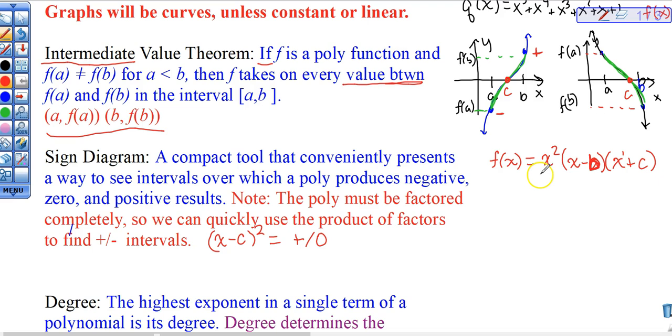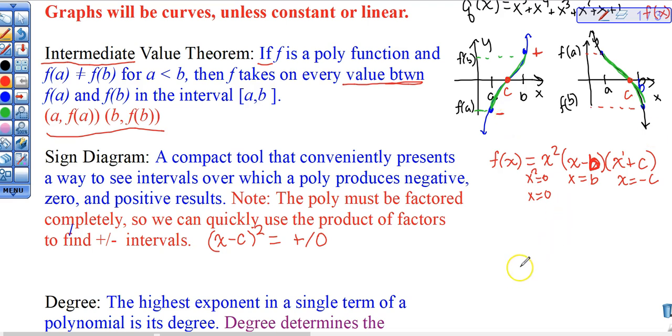So when we go to make our sign diagram right now, let's identify our zeros. And then we'll make our sign diagram. What's the 0 for x squared? x squared equals 0, so x equals 0. Okay, what's our 0 for x minus b? Positive b. That's right. What's our 0 for x plus c? Negative c. That's right. You're just looking for the opposites all the time.